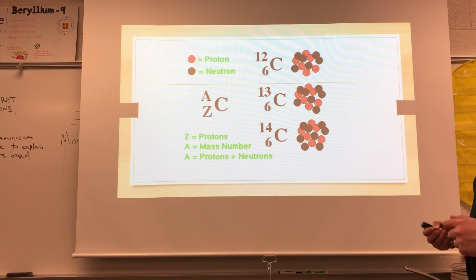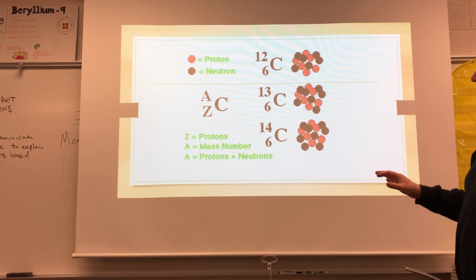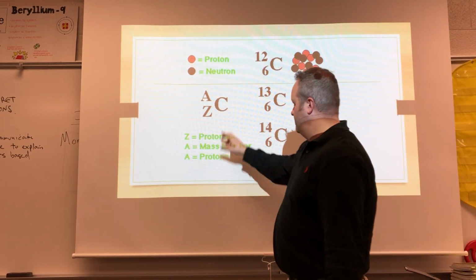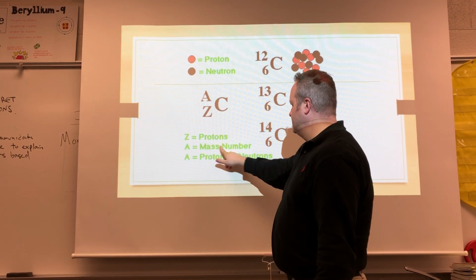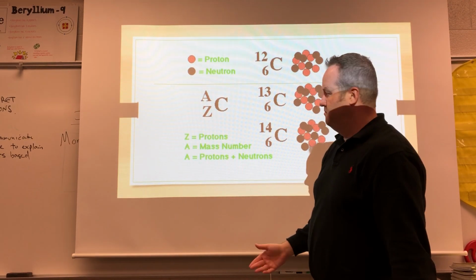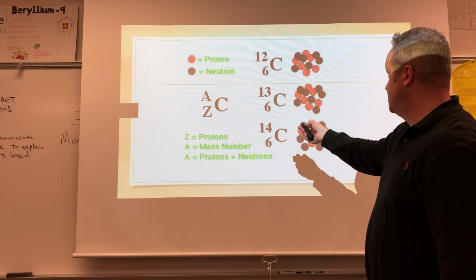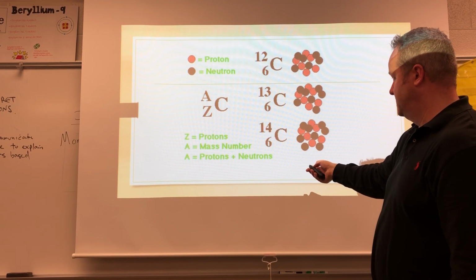When we want to write the name, and we just talked about this, but I want to address it again, we have a certain way we have to notate it. We have the elemental symbol, and then we have A and Z. A is the mass number, and then Z is the protons, or the atomic number. So carbon-12 is going to have the 12 at top, carbon-13 has a 13 at top, carbon-14 has a 14 at top.